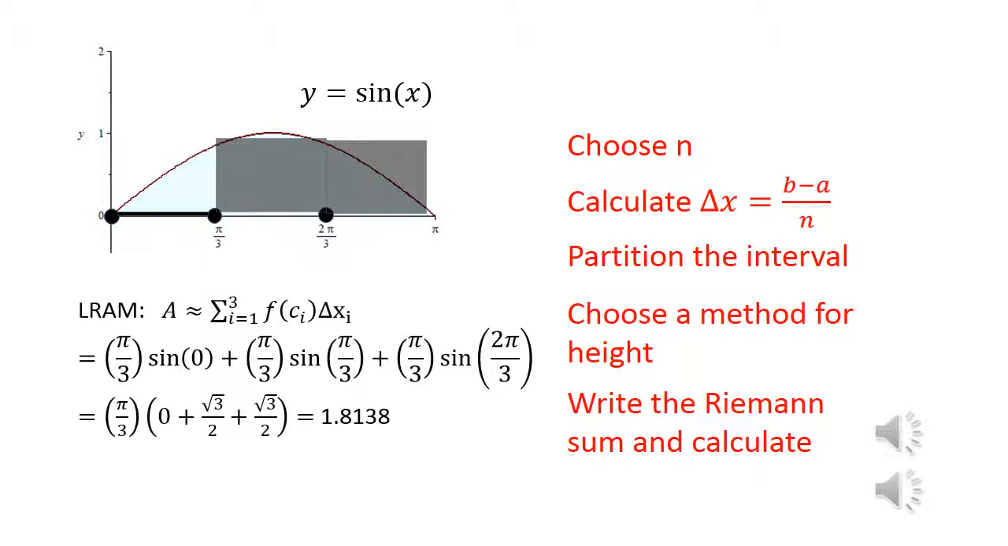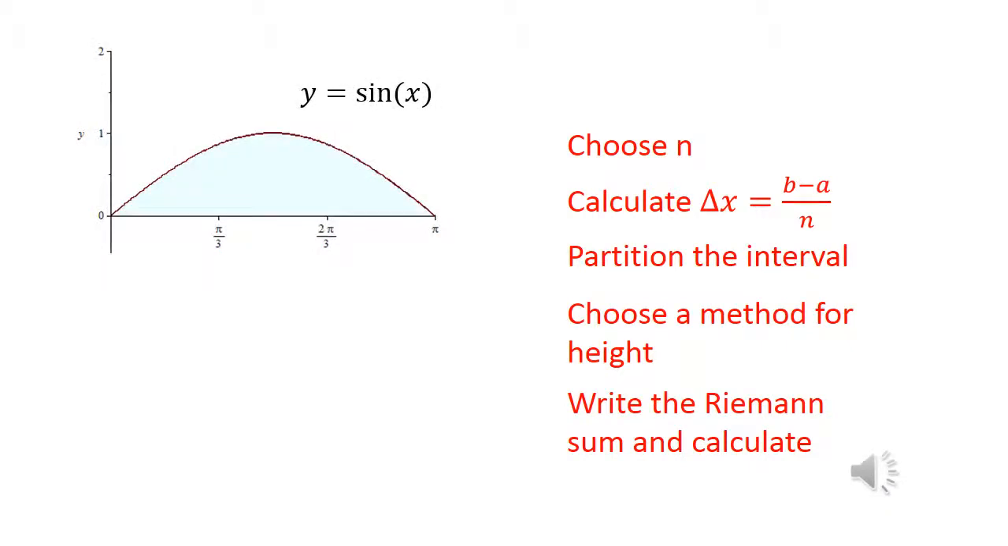Now our delta x is the same for each rectangle, it's pi over 3. And our c sub i's, since we're choosing on the left, are 0, pi over 3, and 2 pi over 3. So we write out the Riemann sum as pi over 3 times the sine of 0 plus pi over 3 times the sine of pi over 3 plus pi over 3 times the sine of 2 pi over 3. Calculating it gives us the final total area estimate of 1.8138.